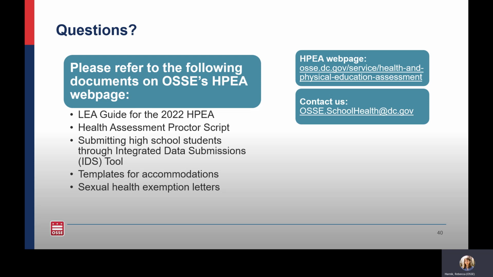If you have any questions, please refer to Aussie's HPEA webpage. The URL link is available in the upper right here. The webpage includes the LEA guide for the 2022 HPEA, the health assessment proctor script, information on high school student submission through IDS, templates for accommodations, and sexual health exemption letters.